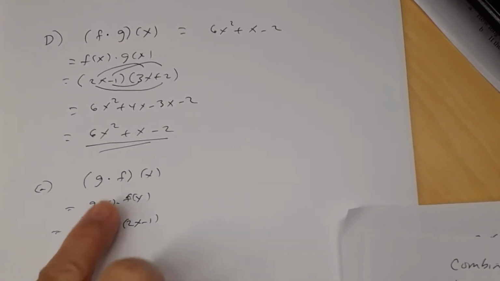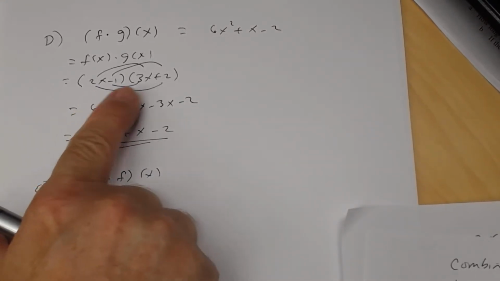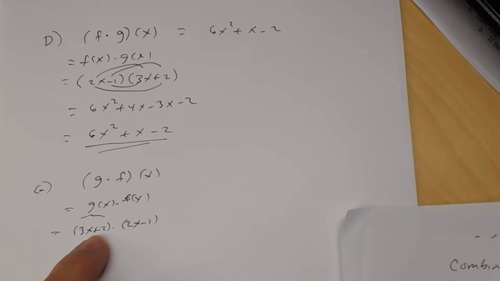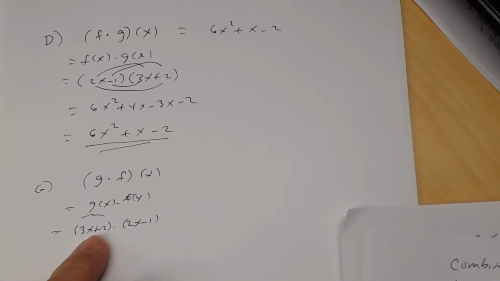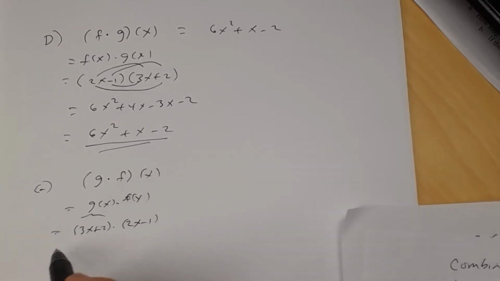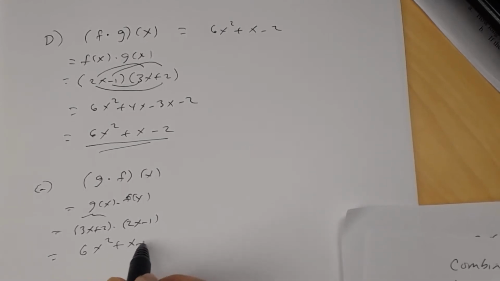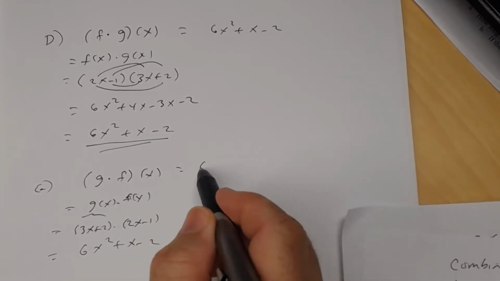Well, this should be the same thing as this one, right? Because here you have 2x minus 1 times 3x plus 2. The 3x plus 2 is listed first, but it doesn't matter because multiplication is commutative. 2 times 3 is the same as 3 times 2. So the answer here is the same as this one. So it would be 6x squared plus x minus 2. All right, so just keep that in mind.